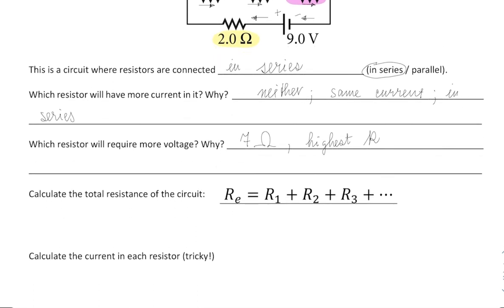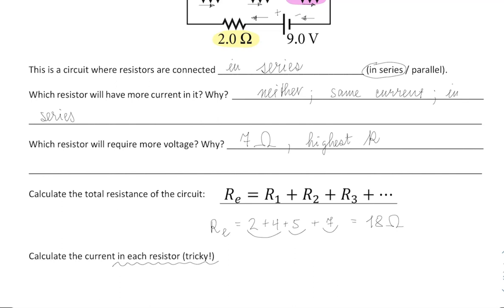In that case, to figure out our R equivalent, we're just going to do 2 plus 4 plus 5 plus 7. So when we add all of these together, think about this: it's 6, 11, and 7. That's 18 ohms altogether. That's the equivalent resistance. Now calculate the current and see how they're trying to trick you.